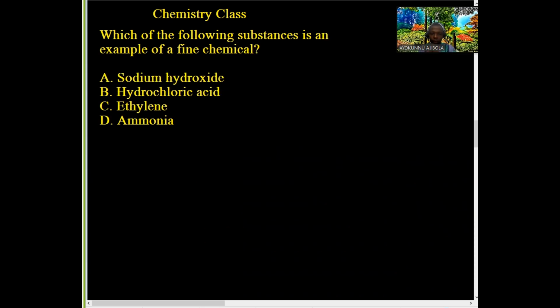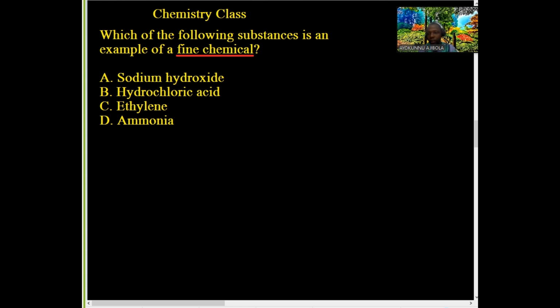Sodium hydroxide, right? Yes, sir. Did you know what the question is asking you, or you just picked one? I just picked. Okay, you just picked one. There is a particular term there that might look irrelevant, but it's actually the basis of the question. What is this thing I underlined, all of you? Fine chemical.